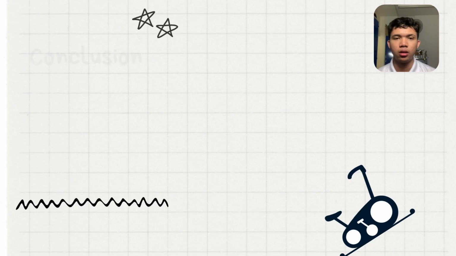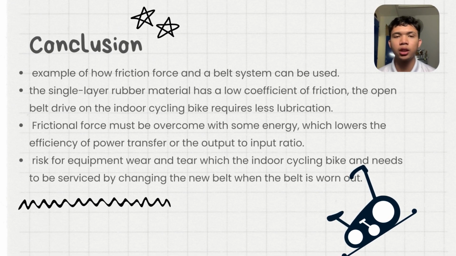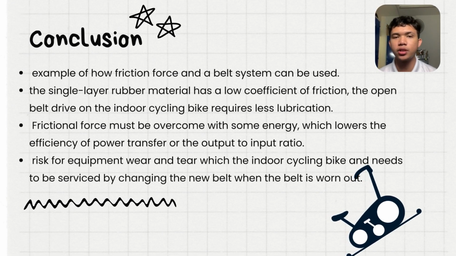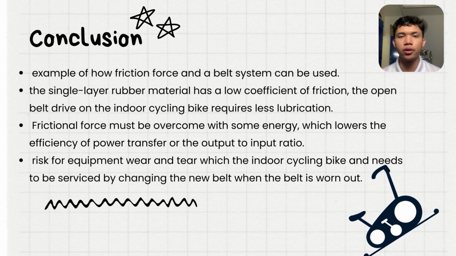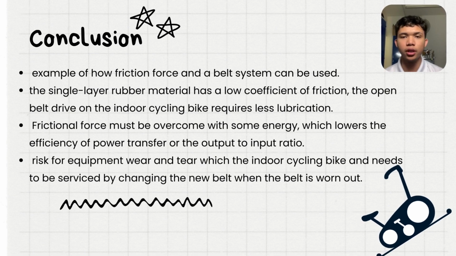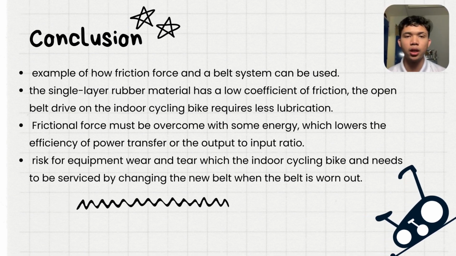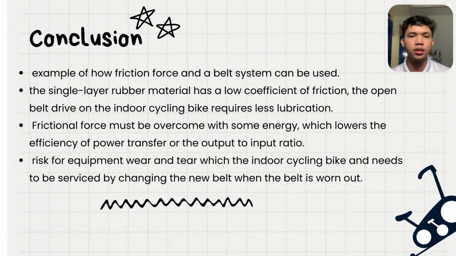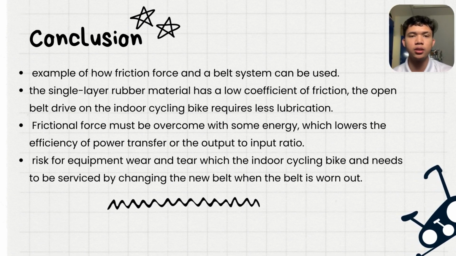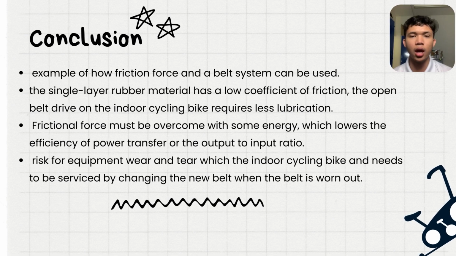Thank you. In conclusion, the indoor cycling bike is an example of how friction force and a belt system can be used. The single layer rubber material has a low coefficient of friction, so the open belt drive on the indoor cycling bike requires less lubrication. Other than that, friction serves to stop motion when two distinct surfaces come into contact, and friction resistance occurs when the pads apply pressure to the spinning bike.